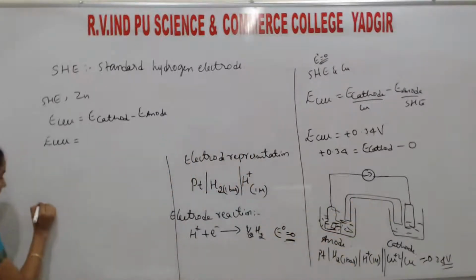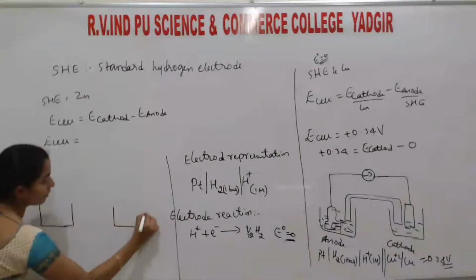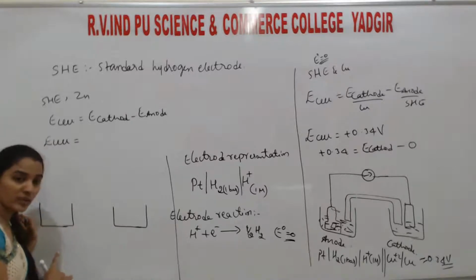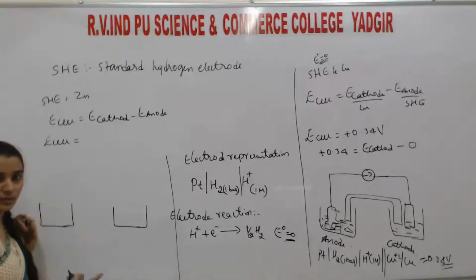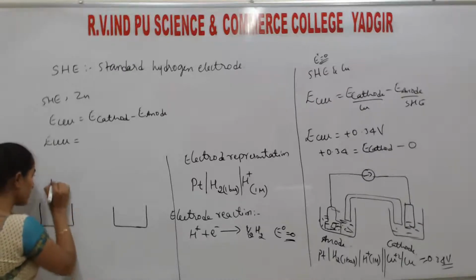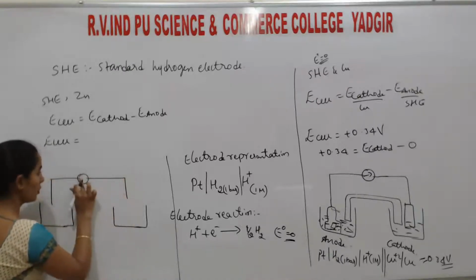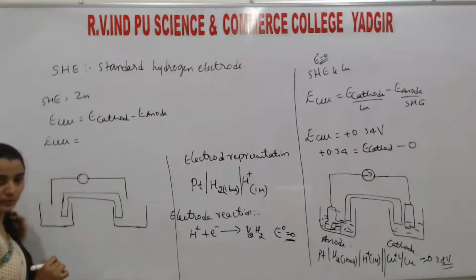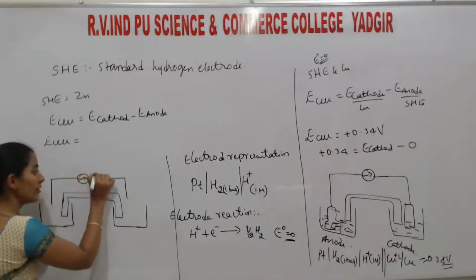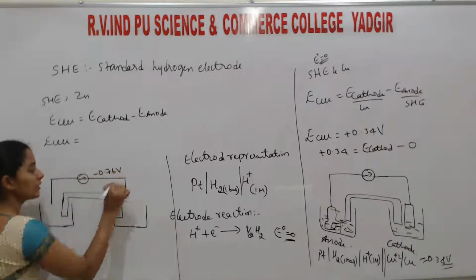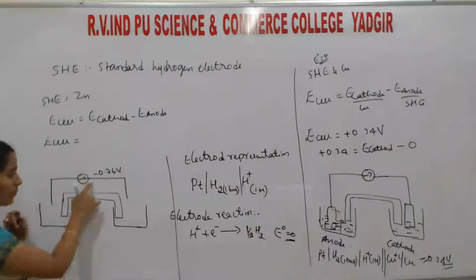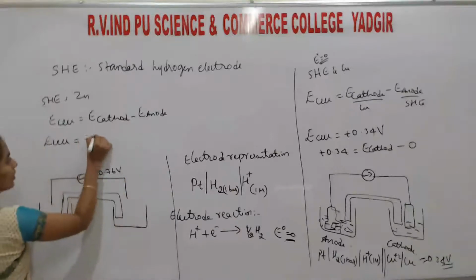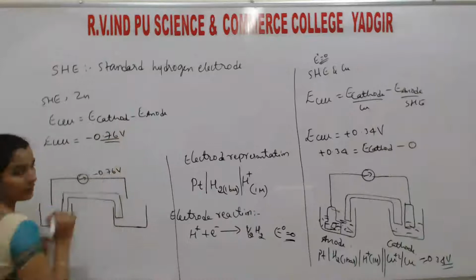So like this, here two electrodes are taken. Among these two, one is SHE, one is zinc electrode. We don't know which one is SHE and which one is zinc electrode, but they are connected. And the solutions are interconnected with the salt bridge. Now we get the EMF minus 0.76 volt. So E cell we got minus 0.76 volt from the experiment.